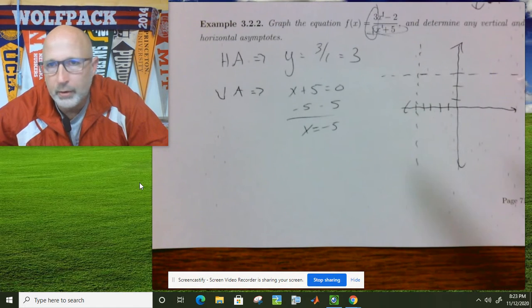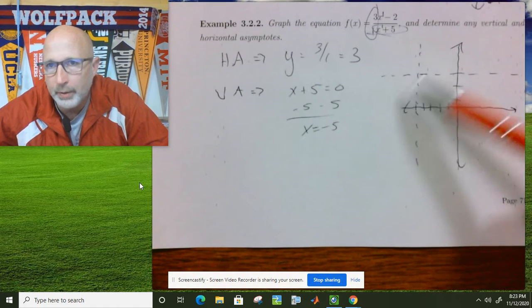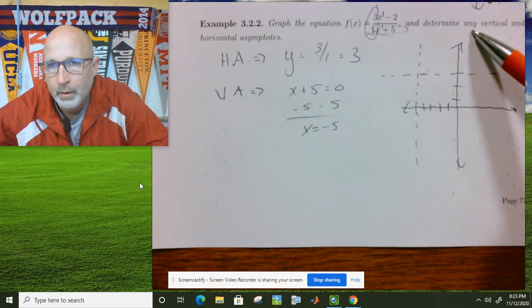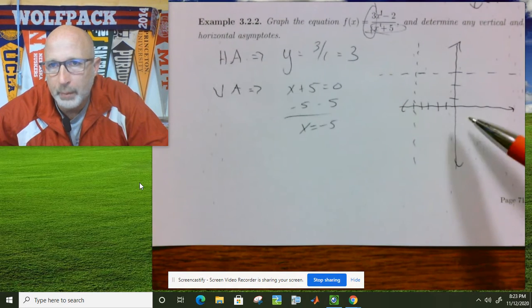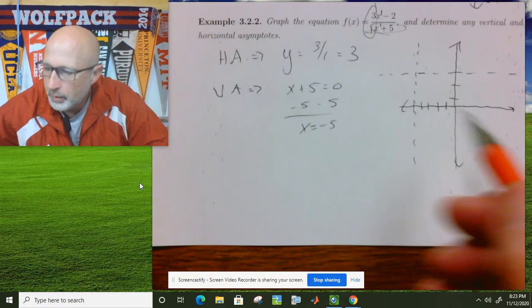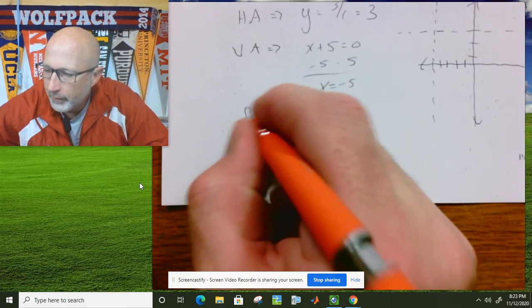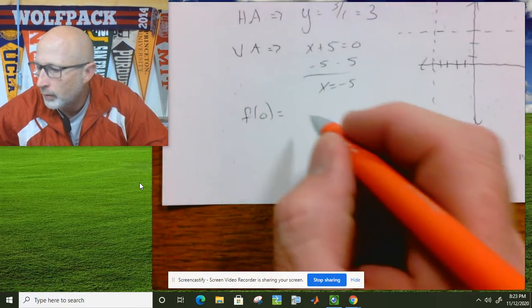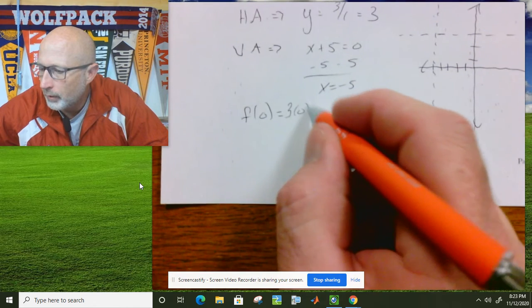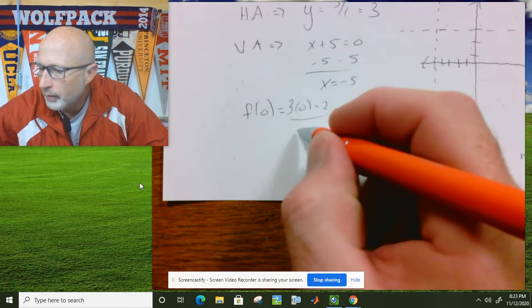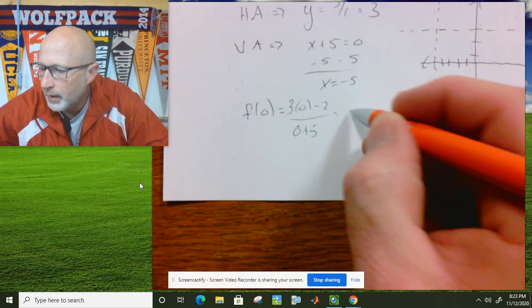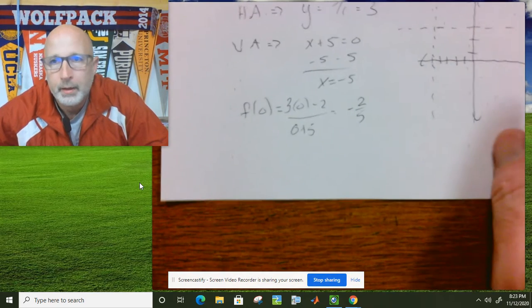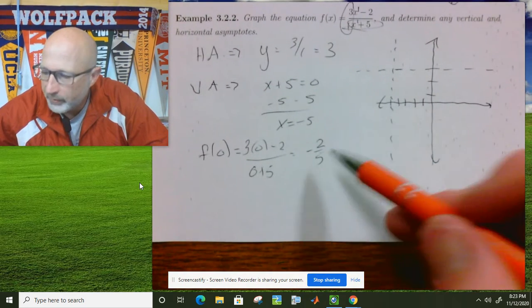So once again, the graph's either going to be down here and up here, or top left and bottom right. So what do we do? You plug in 0. So f of 0 is equal to 3 times 0 minus 2 all over 0 plus 5, which is equal to negative 2/5. So that means the y-intercept is negative 2/5.